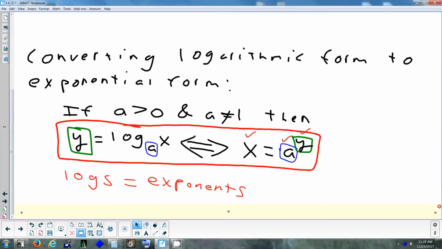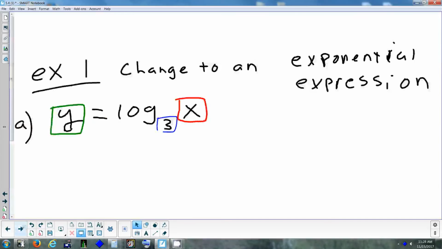Okay, we'll practice a few problems where we change log to exponential and then the other way around. Does everybody have the formula? Okay. So, let's change that to exponential form.